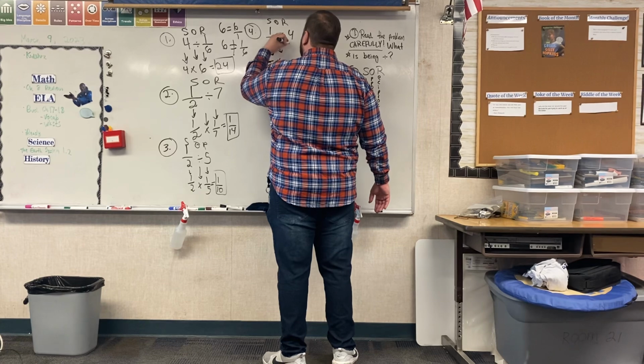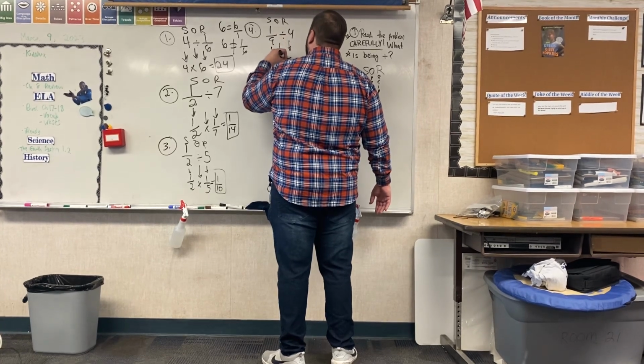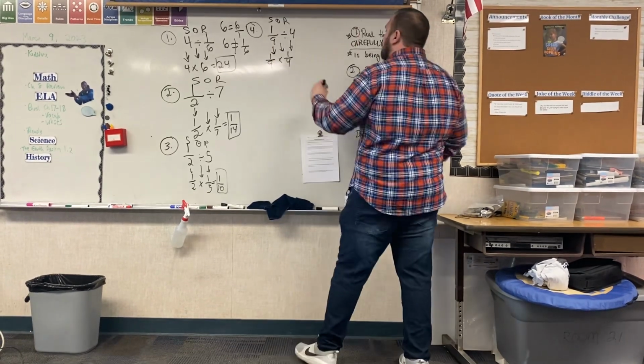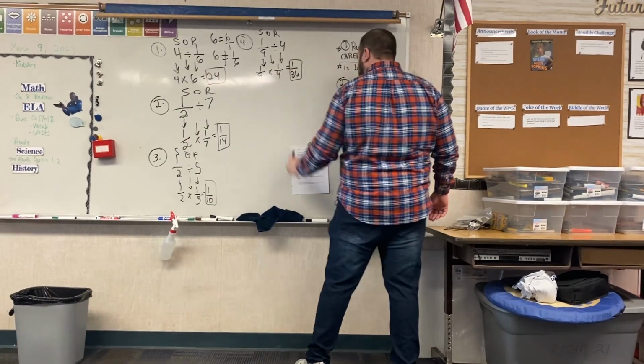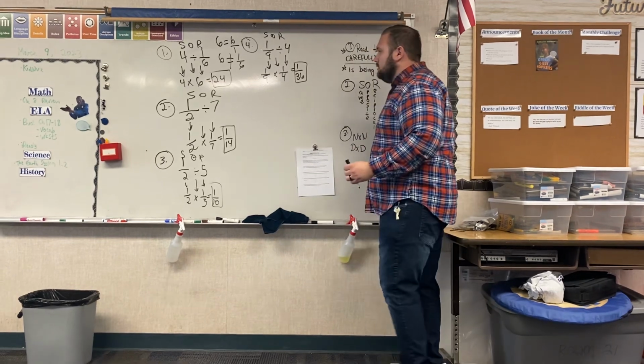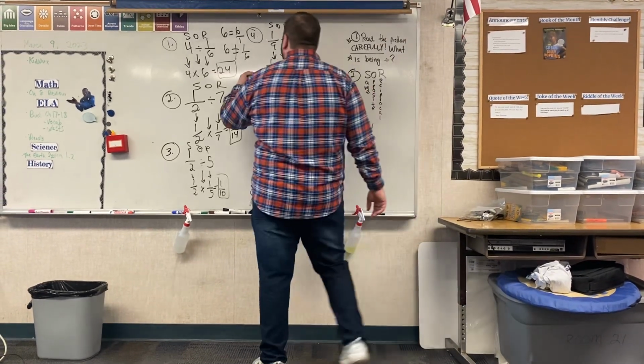Opposite division multiplication. 4, the reciprocal is 1/4. 1 times 1 is 1. 9 times 4 is 36. 1/36 is your final answer. Okay, number 5.